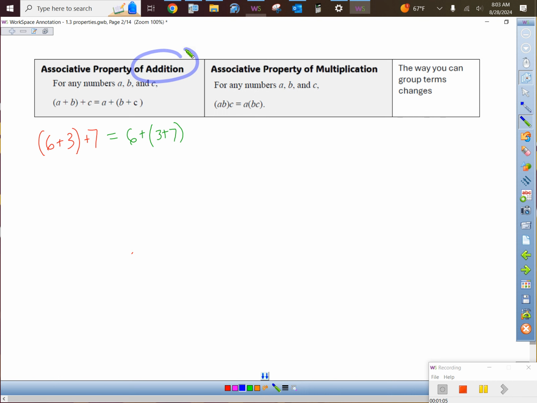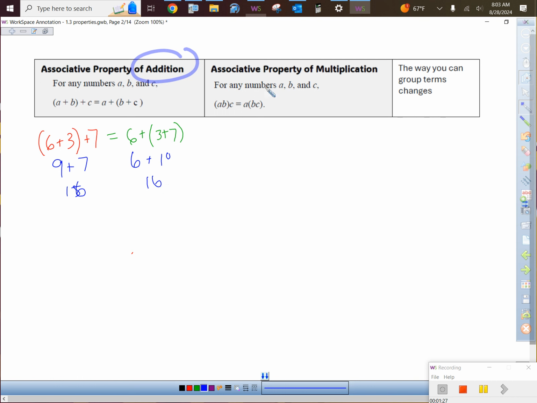Subtraction is just addition with negative numbers, right? So addition takes care of it all. It doesn't matter if you do 6 plus 3, which is 9, plus 7, you get 16. If you do 6 plus 10, which is 16, it doesn't matter where the grouping symbols are. The grouping symbols can happen either which way.